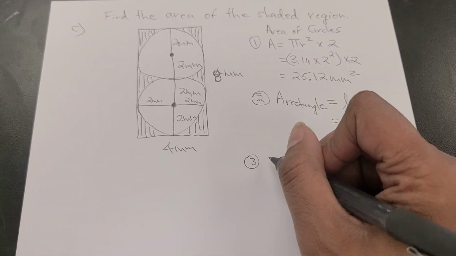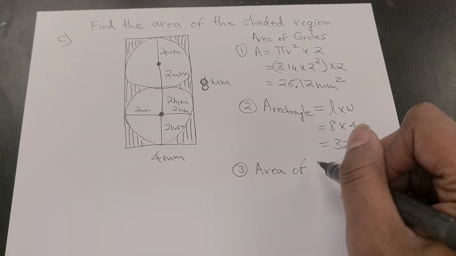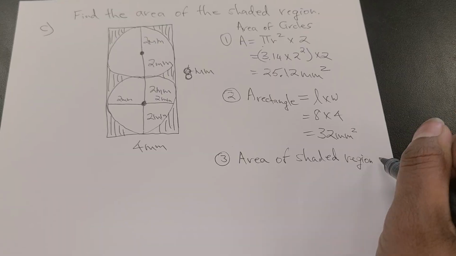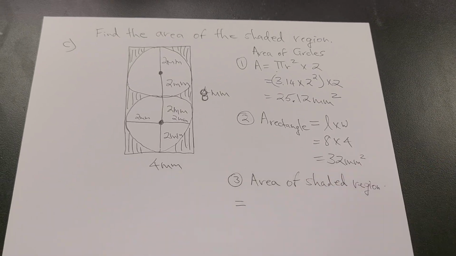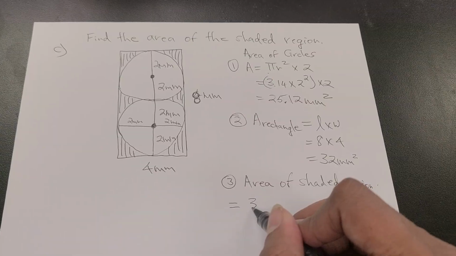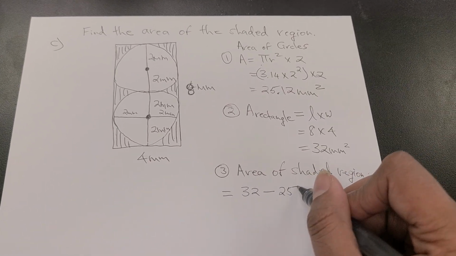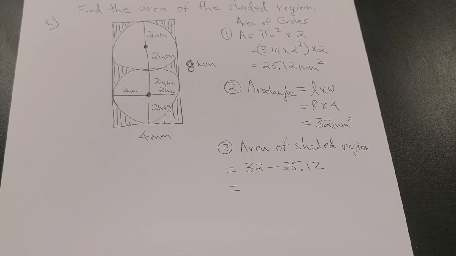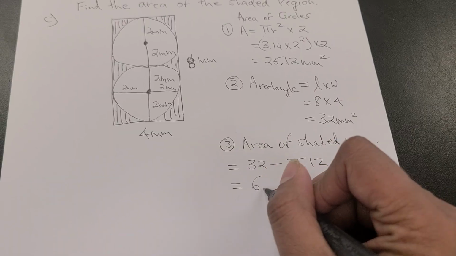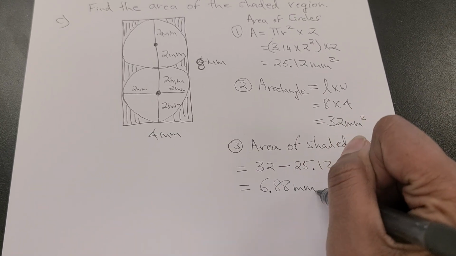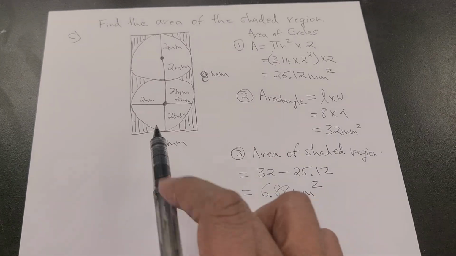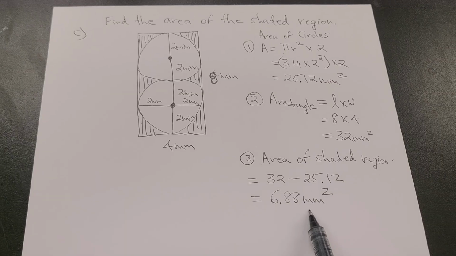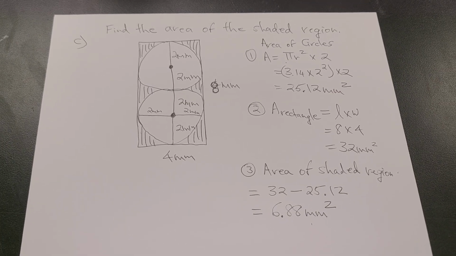And of course, 3, this is going to be the area of shaded region. And for the area of the shaded region, we're going to do the area of the rectangle, so 32, minus the area of the circles, which is 25.12. I'm going to subtract it, and we're getting 6.88 millimeters squared. And of course, as you see the region here, it's a really small space that is shaded, so your answer should also not be very large. That's a good way for you to check your answer.